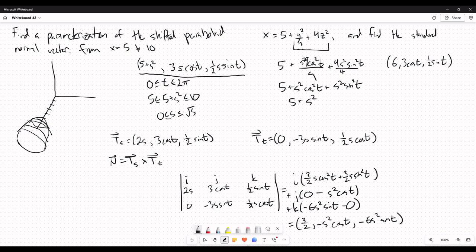It's worth trying to think which way these vectors are going to face. And I think we can see that they're probably going to face inside the paraboloid, because here I have cosine, but now I have a vector that's pointing in the direction of negative cosine, pointing in the direction of negative sine. So they'll be pointing inside the paraboloid. So there we go. There is our parameterization of this shifted paraboloid.